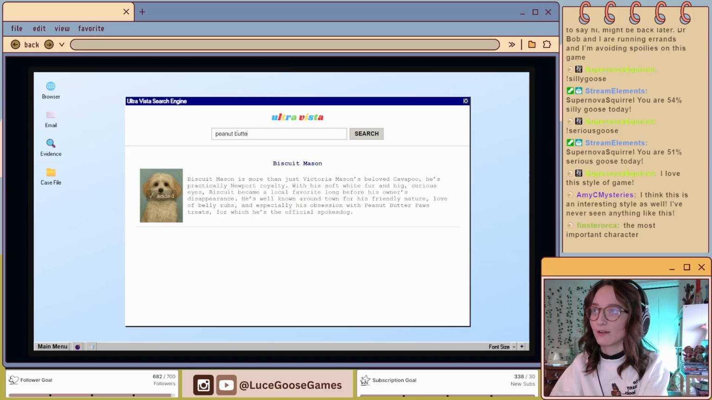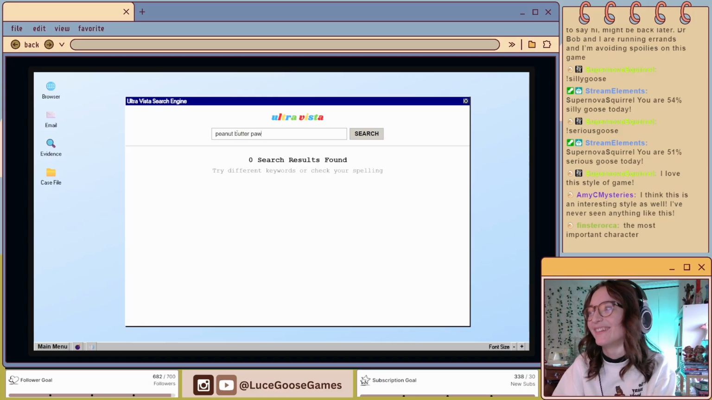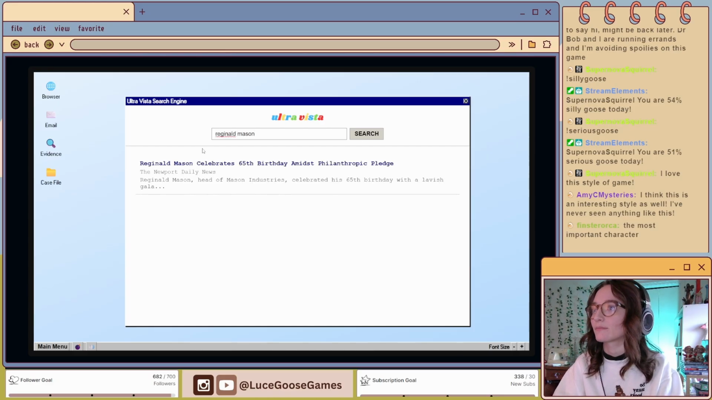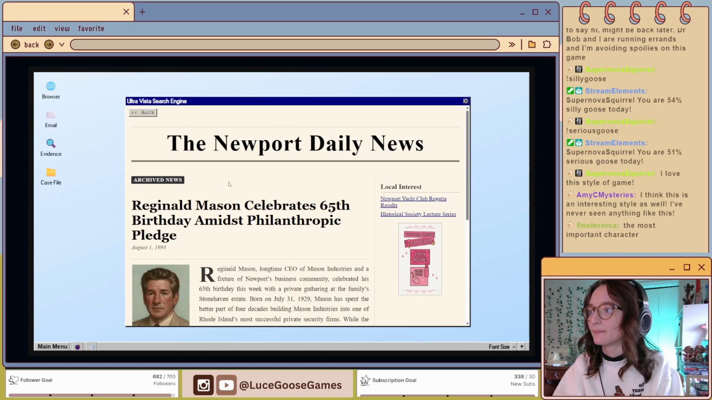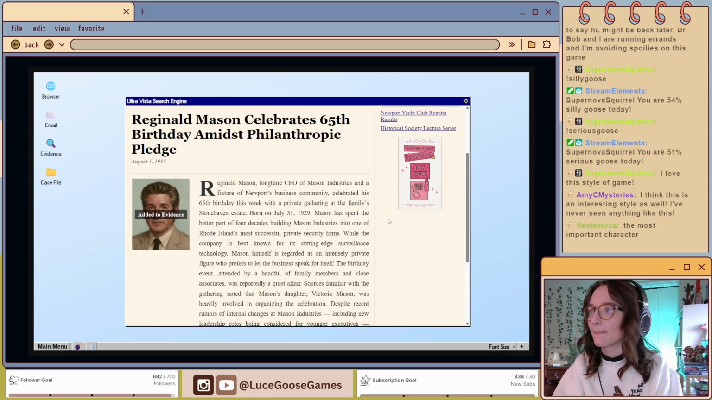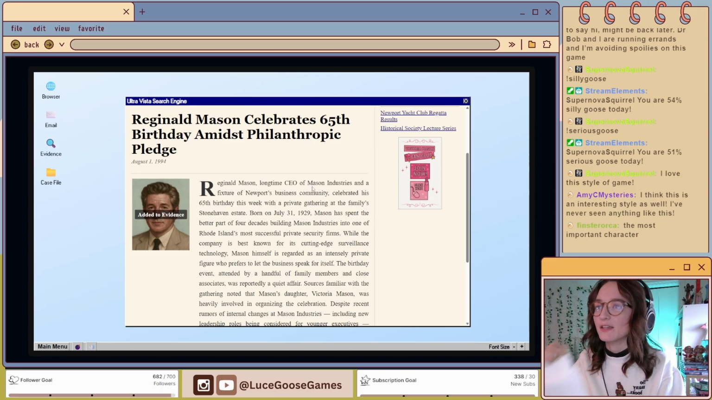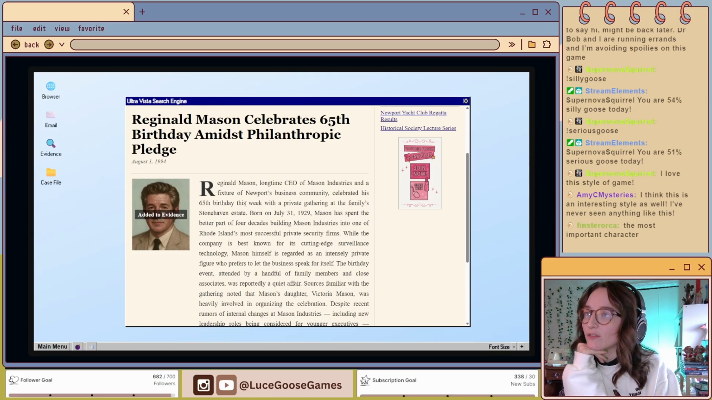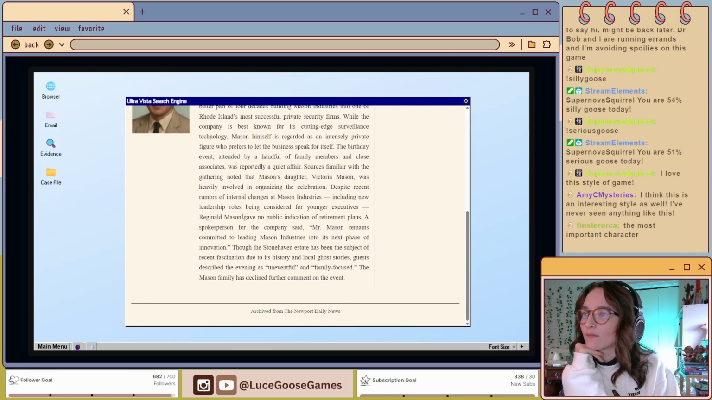Peanut butter paws. The most important character, obviously. What about Reginald Mason? What's the deal with him? Longtime CEO of Mason Industries and a fixture of Newport's business community. 65th birthday. Okay.